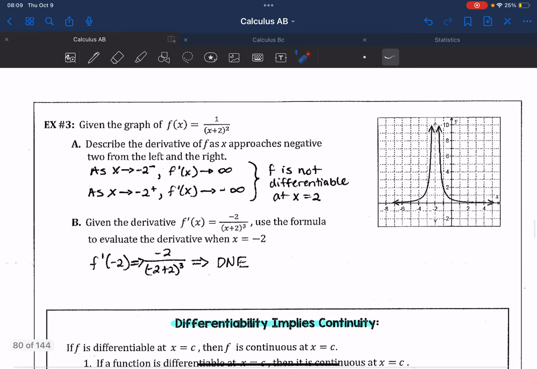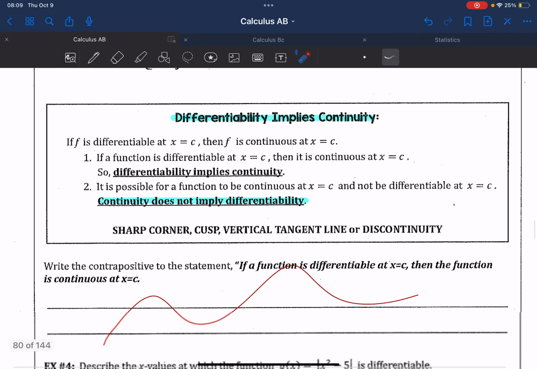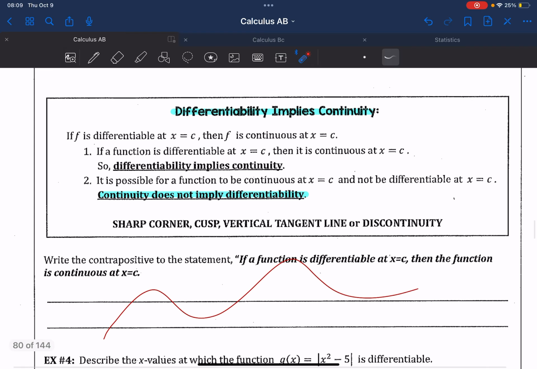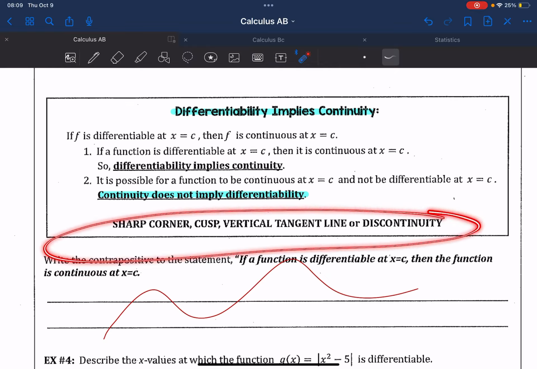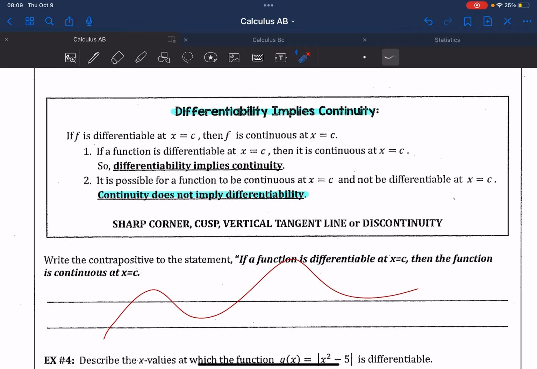Okay, so we have some more examples here. Okay, the next concept is that differentiability implies continuity. So if f is differentiable, then f is also continuous. So right here, differentiability implies continuity. However, the reverse is not necessarily true. Continuity does not imply differentiability because of these instances: sharp corner, cusp, vertical tangent line, or discontinuity.